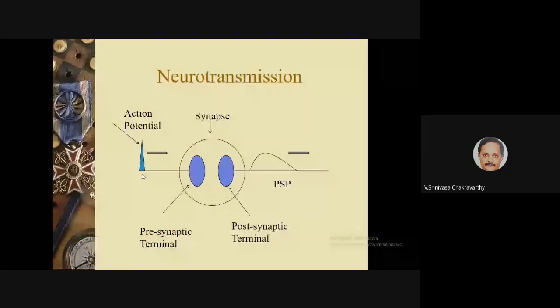On the postsynaptic side, the voltage wave is not an action potential. It's a smoother wave. On the presynaptic side, the wave has fixed size and shape. On the postsynaptic side, the wave has variable shape, variable size, variable duration. It's all graded. The signal on the postsynaptic side is graded. The signal on the presynaptic side is fixed. It's like binary, either it's there or not there. So the signal that you find on the postsynaptic side is called the postsynaptic potential, or PSP.